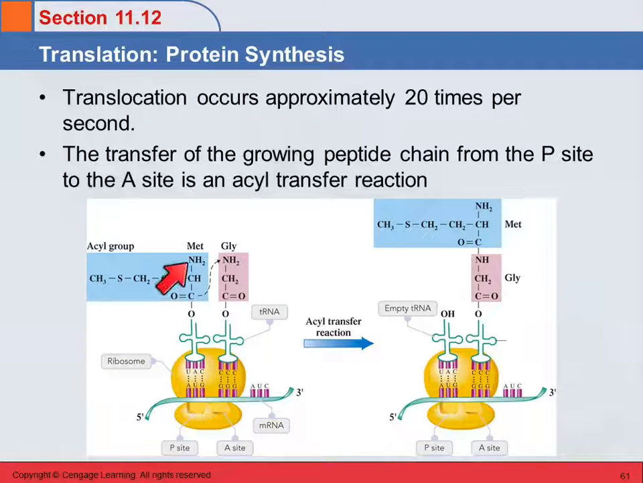This transfer of this dipeptide to the next, from the P site to the A site, is called an acyl transfer reaction, because we're transferring this acyl group to this guy.